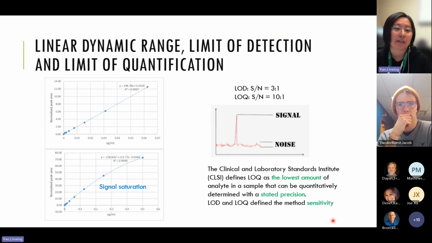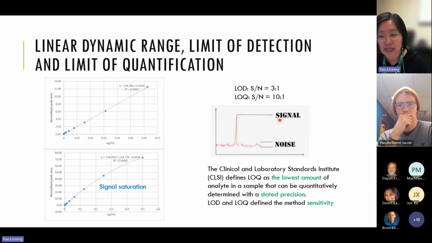Okay, so linear dynamic range can be determined by running a calibration curve over a wide range of concentrations. We need to know at which point the signal response is no longer linearly correlated to the concentration. Then we can modify our method by using a smaller amount of starting material or doing dilutions. Triple quad instruments generally can maintain a linear range of 3 orders of magnitude.